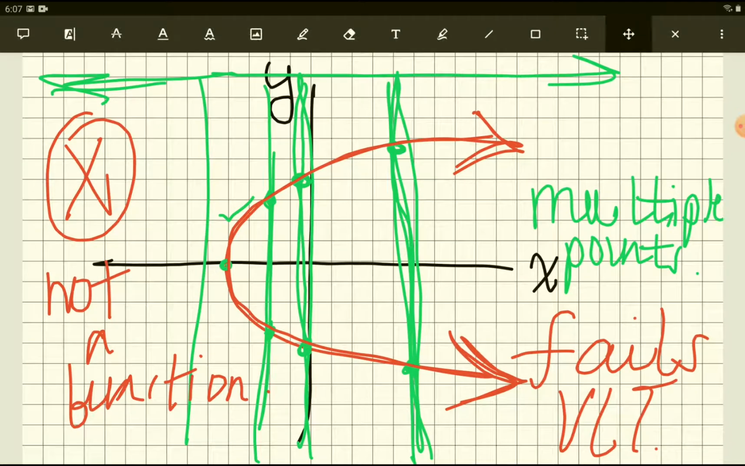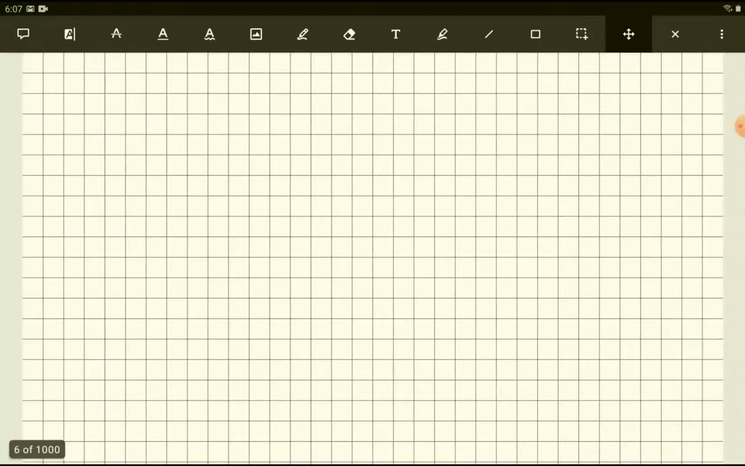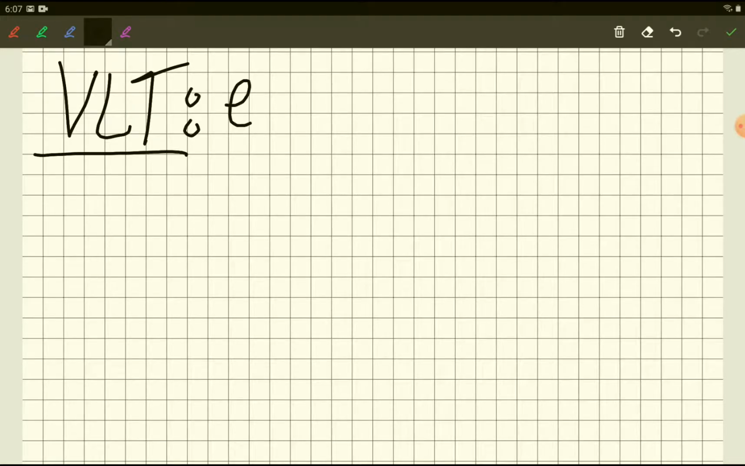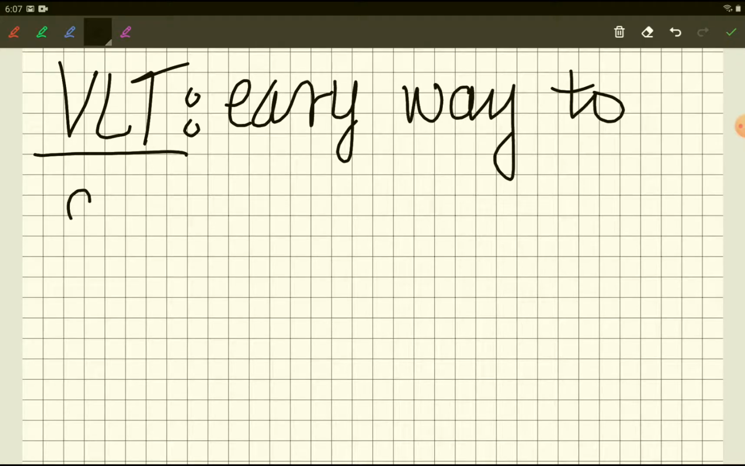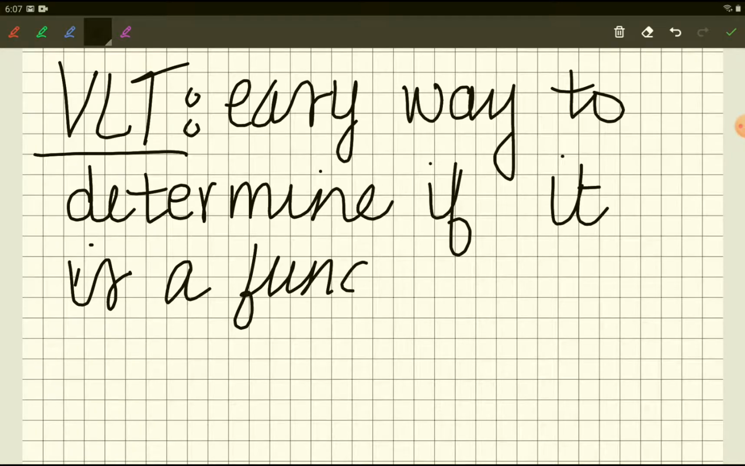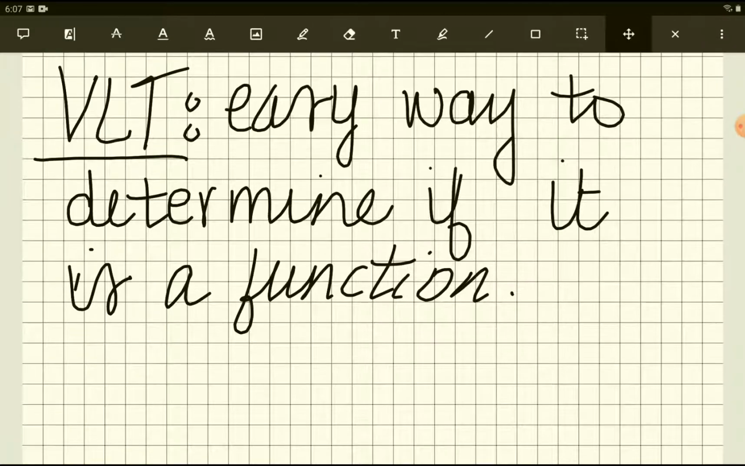Alrighty. Moving on. So the vertical line test is very important. It's an easy way to determine if what you're looking at is a function. If it fails the vertical line test, it is not a function. Alrighty. What else?